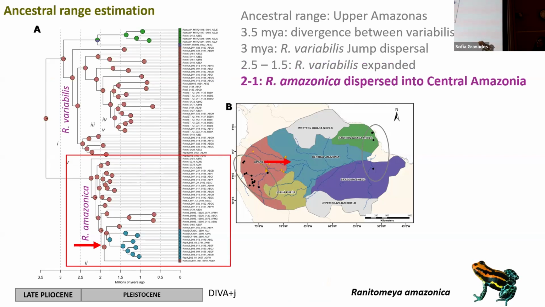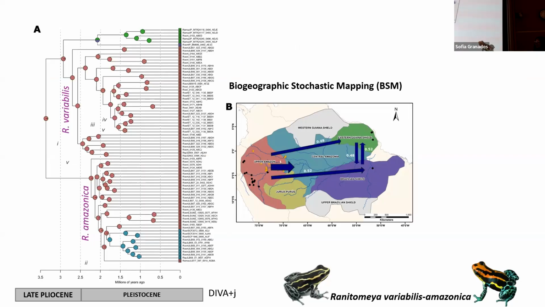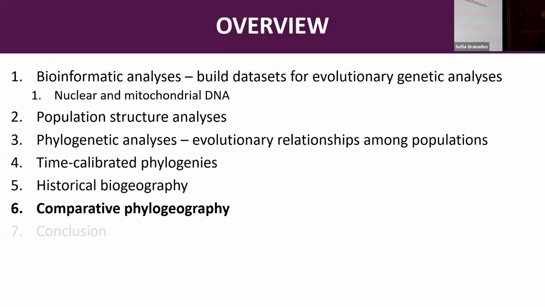Now we have the BSM analysis, where we recovered this migration here, and we have some migration arrows from the west into the east, and also within these two bioregions, the Eastern Guiana Shield and the Brazilian Shield. However, if you notice the numbers, there's not a lot of resolution or conclusive results. This is nuclear DNA, but whenever we analyze the mitochondrial DNA, we actually get a little bit more resolution, and I'm going to be talking about it later.